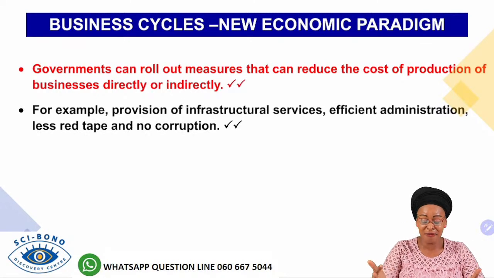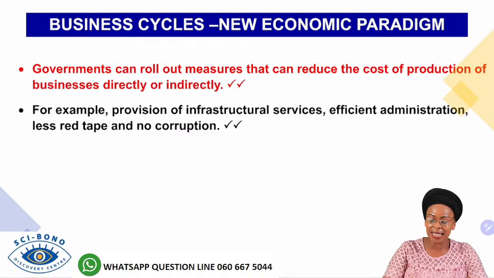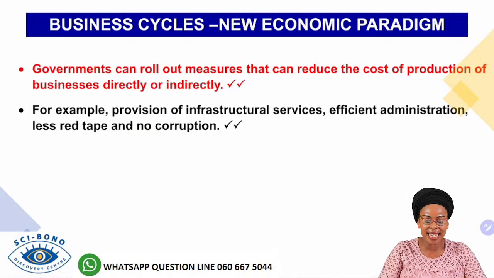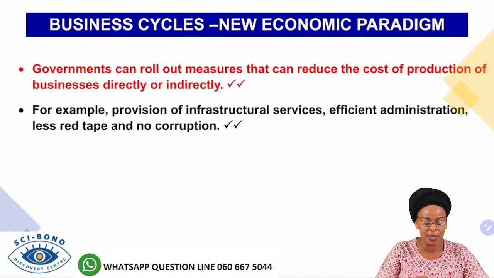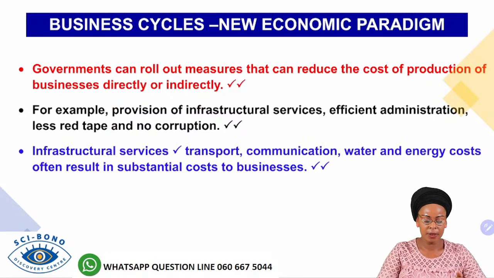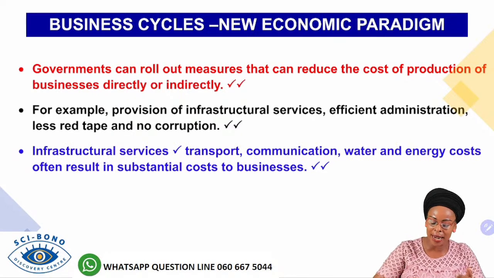For example, the government can provide infrastructural services, efficient administration, and reduce red tape and corruption. So, infrastructural service, you will get 1 mark for it.